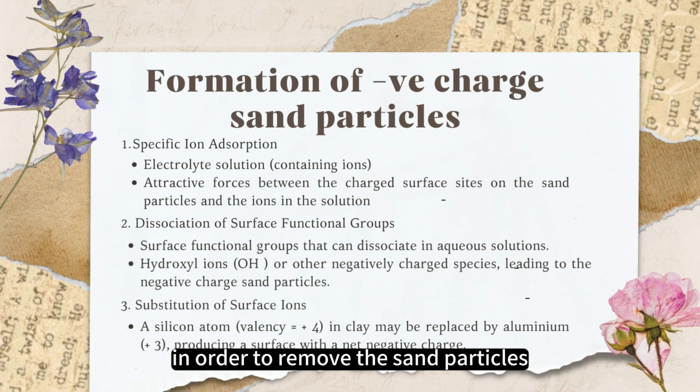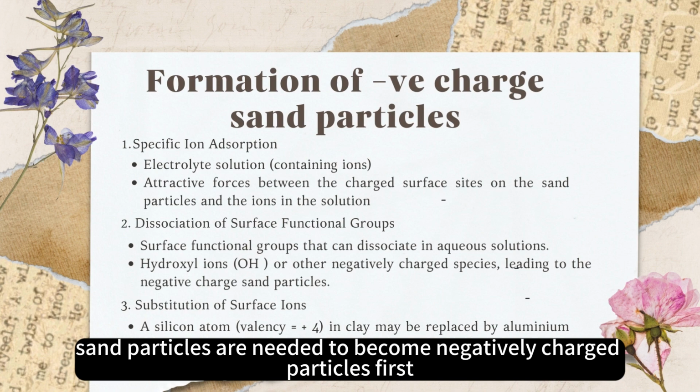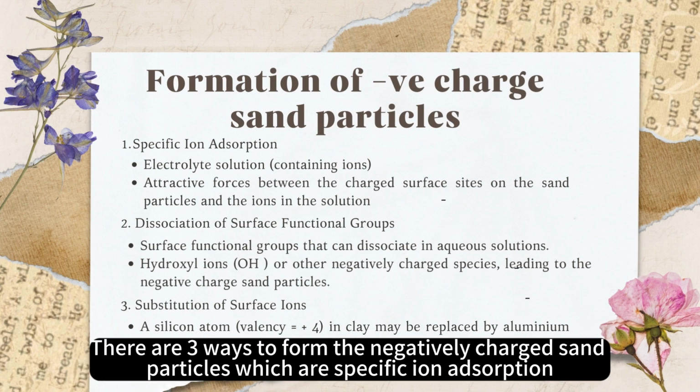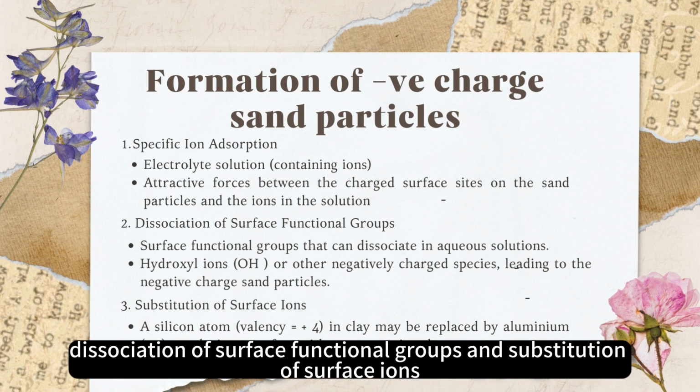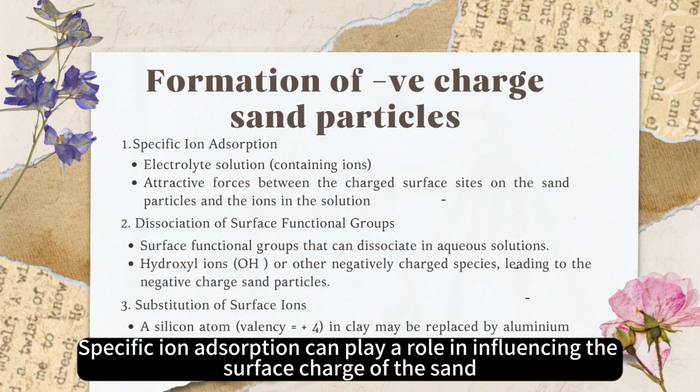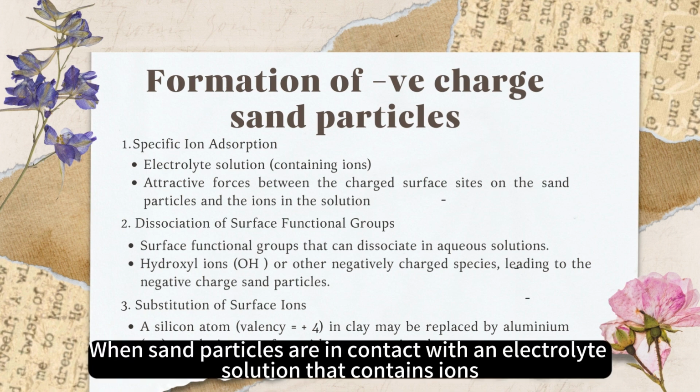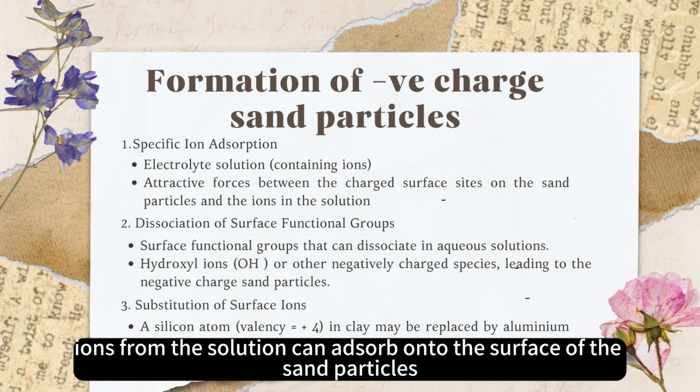So, in order to remove the sand, the particles need to become negatively charged particles. There are 3 ways to form the negatively charged sand particles, which are specific ion adsorption, dissociation of surface functional groups, and substitution of surface ions. Specific ion adsorption can play a role in influencing the surface charge of the sand. When sand particles are in contact with an electrolyte solution that contains ions, ions from the solution can adsorb onto the surface of the sand particles.